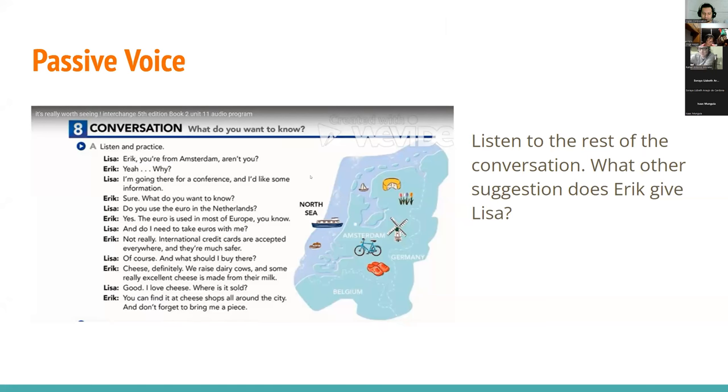Okay, this is the conversation. It's a conversation between Lisa and Eric. Eric, you're from Amsterdam, aren't you? Yeah, why? I'm going there for a conference and I'd like some information. Sure. What do you want to know? Do you use the euro in the Netherlands? Yes, the euro is used in most of Europe, you know. And do I need to take euros with me? Not really. International credit cards are accepted everywhere, and they're much safer. Of course, and what should I buy there? Cheese, definitely. We raise dairy cows, and some really excellent cheese is made from their milk. Good, I love cheese. Where is it sold? You can find it at cheese shops or around the city, and don't forget to bring me a piece.